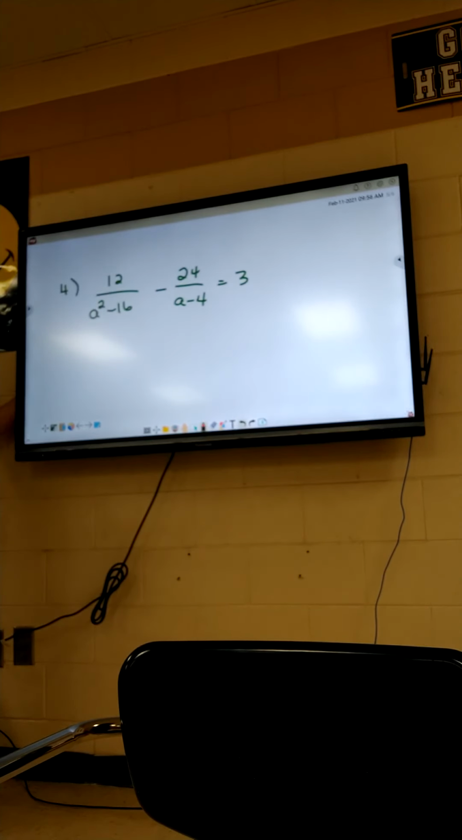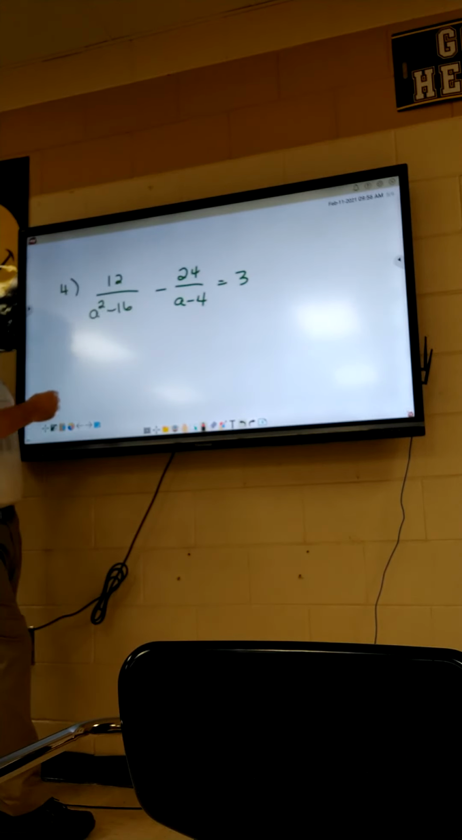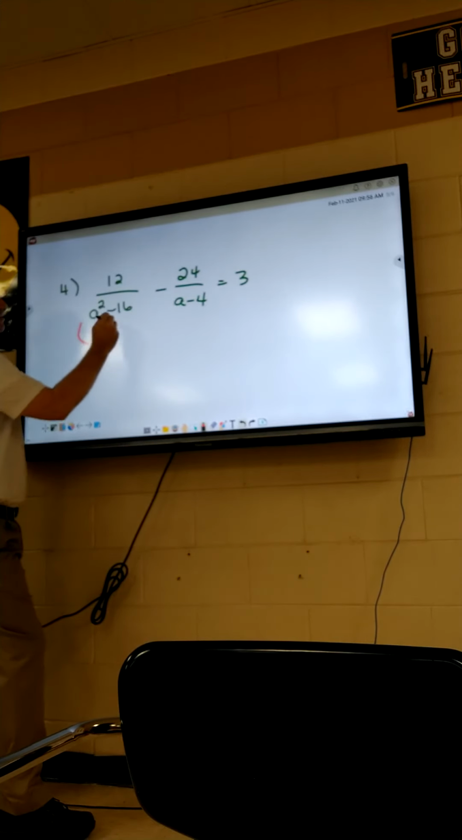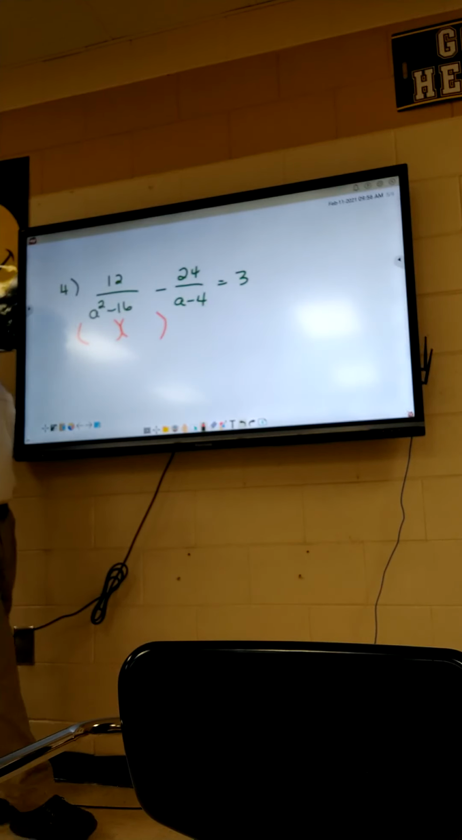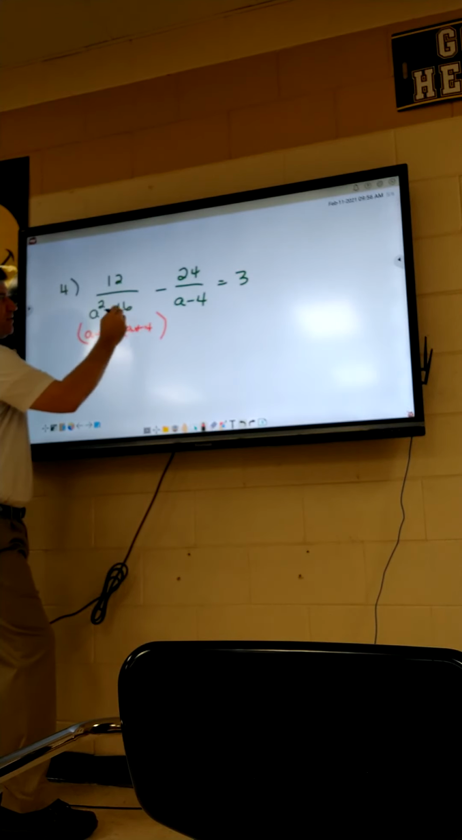All right, you guys are looking for anything on the bottom that starts with an x squared. Lindy, I got one right here. So, Lindy, I'm going to factor this out. How can I factor that out? Anybody? A plus 4, A minus 4. Yeah, that's the difference of squares, so that should be an easy one to factor.